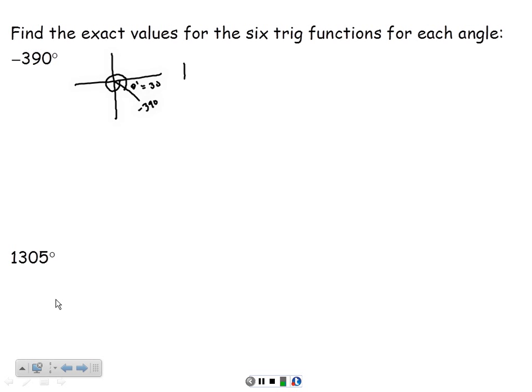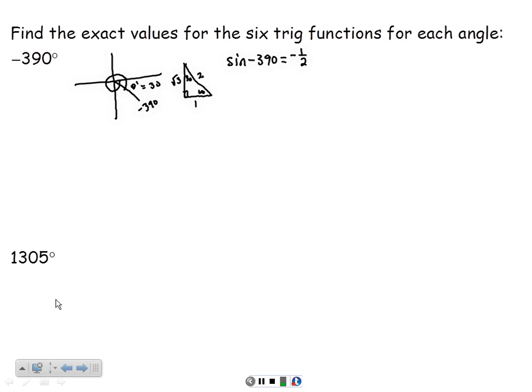So we can go off of our 30, 60, 90 again. And so we have 1, 2, square root of 3. Alright, so sine of negative 390. And again, we are in quadrant 4, so the only thing positive in quadrant 4 is cosine and its reciprocal. So sine is going to be negative, and the reference angle is 30, so it's going to be opposite over hypotenuse, so that's going to be 1/2.